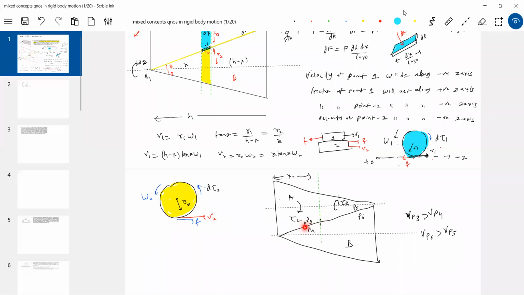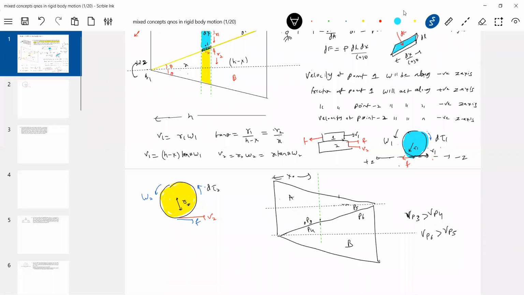Friction will always oppose relative motion. Don't say that friction will vanish. It's not like that. Here the velocity of P3 is greater than P4. Tell me how the friction will act here. The friction will act in this direction. It will set up a torque. And what is the velocity of P5? The velocity of P5 is less than P6. So therefore, the friction here will be in the opposite torque direction.